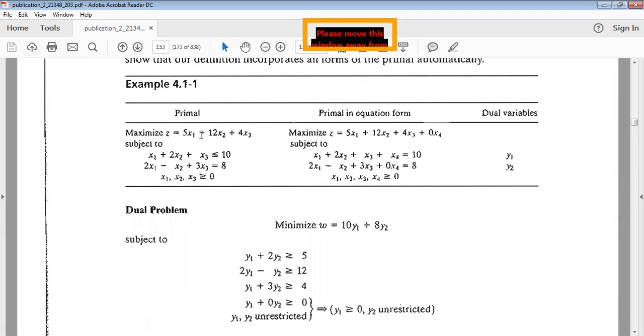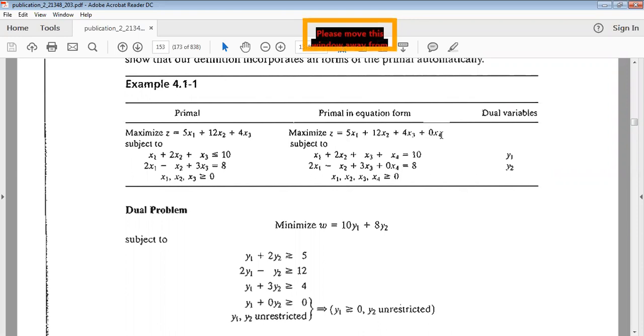Maximize z equals 5x1 plus 12x2 plus 4x3, subject to the constraints x1 plus 2x2 plus x3 less than or equal to 10, and 2x1 minus x2 plus 3x3 equals 8, whereas all the variables x1, x2, x3 are greater than or equal to 0. So this is the primal problem.